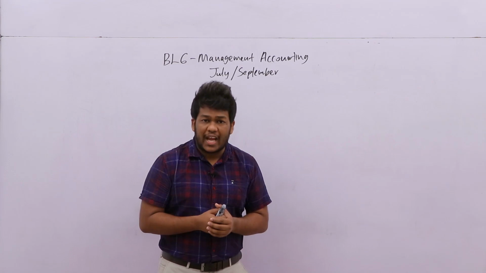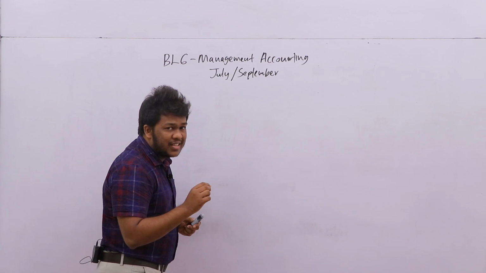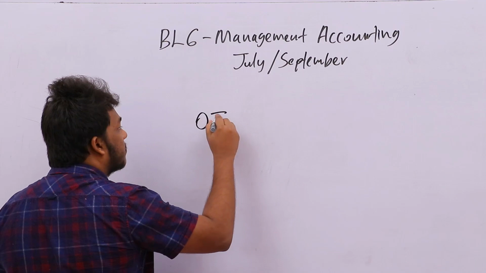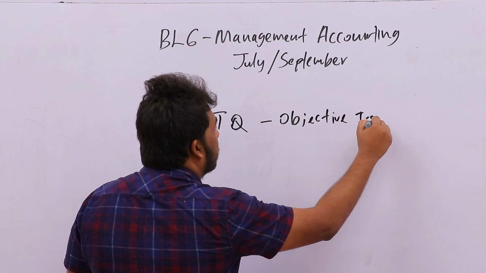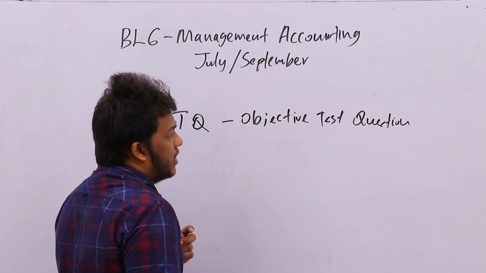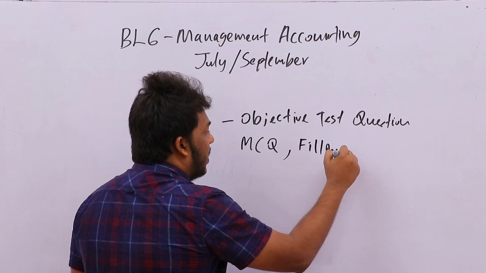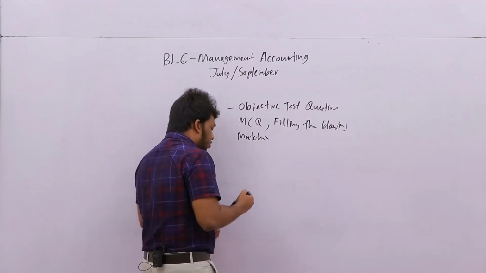As you are aware, business level 1 and 2 exams are held as OTQs. What is this OTQs? OTQs means objective test questions. Is this not MCQs? MCQs are also part of objective test questions. Other than MCQs, it has fill in the blanks and matching questions. Likewise, short answer questions can be asked in your examination.